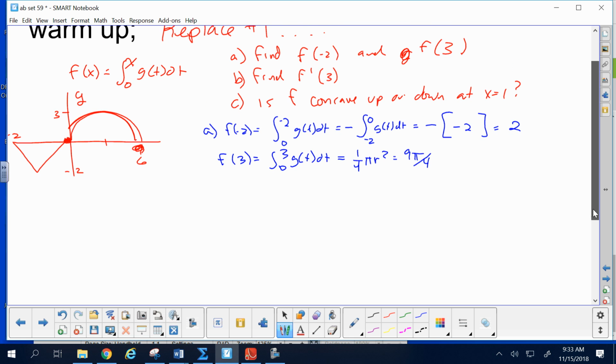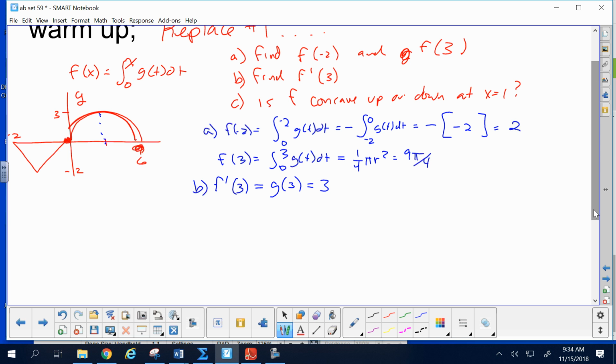Okay. B. F prime. You must make a connection of f prime to g. What is the connection of f prime to g? F prime is equal to g. Geometry just is reading that comes from taking the derivative of both sides of this idea. The derivative of this side is f prime. The derivative of the antiderivative is g. So f prime of 3 is g of 3. And g of 3 by the graph is 3. Okay? Yes?